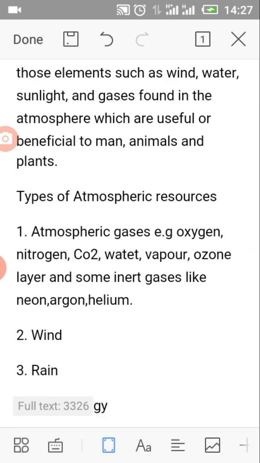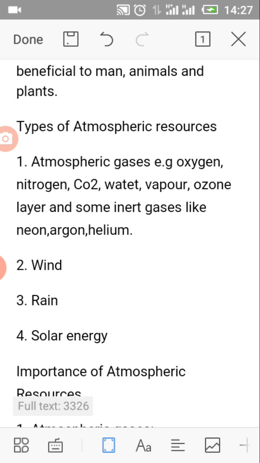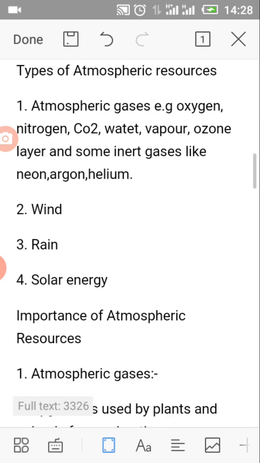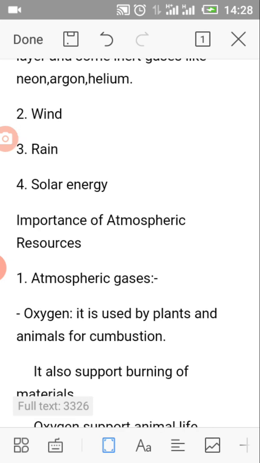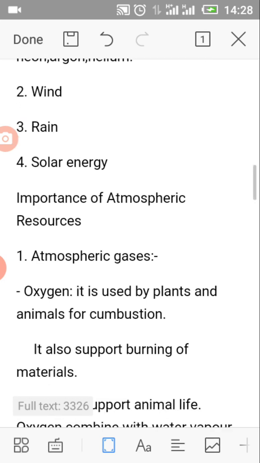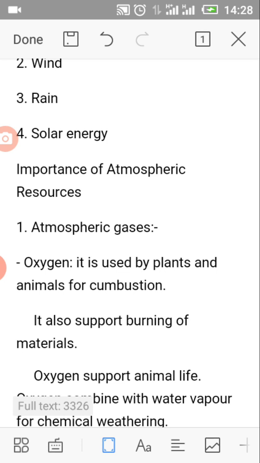Types of atmospheric resources. Number 1, we have atmospheric gases, e.g. oxygen, nitrogen, CO2, water vapor, ozone layer, and some inert gases like neon, argon, and helium. Then we have wind, we also have rain, we also have solar energy. What is the importance of atmospheric resources? Atmospheric resources such as gases, e.g.